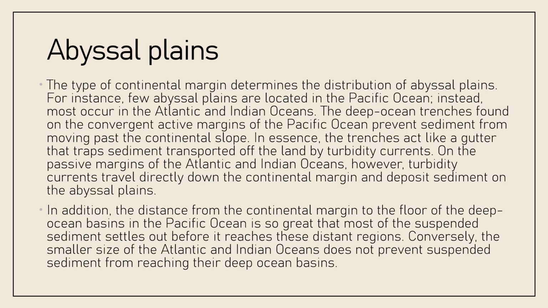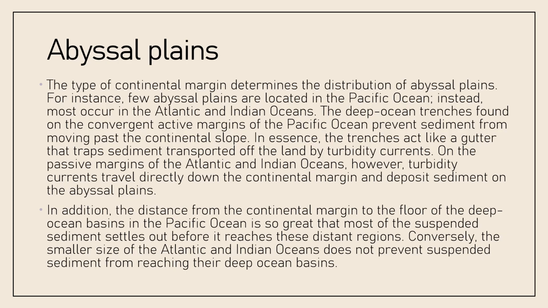Regarding abyssal plain formation, the type of continental margin determines the distribution of abyssal plains. For instance, there are very few abyssal plains located in the Pacific Ocean, and mostly these occur in the Atlantic and Indian Oceans. Why? Because the Pacific Ocean has a convergent active margin, so we have trenches there. These trenches act as a trap, which doesn't allow sediments to travel farther.